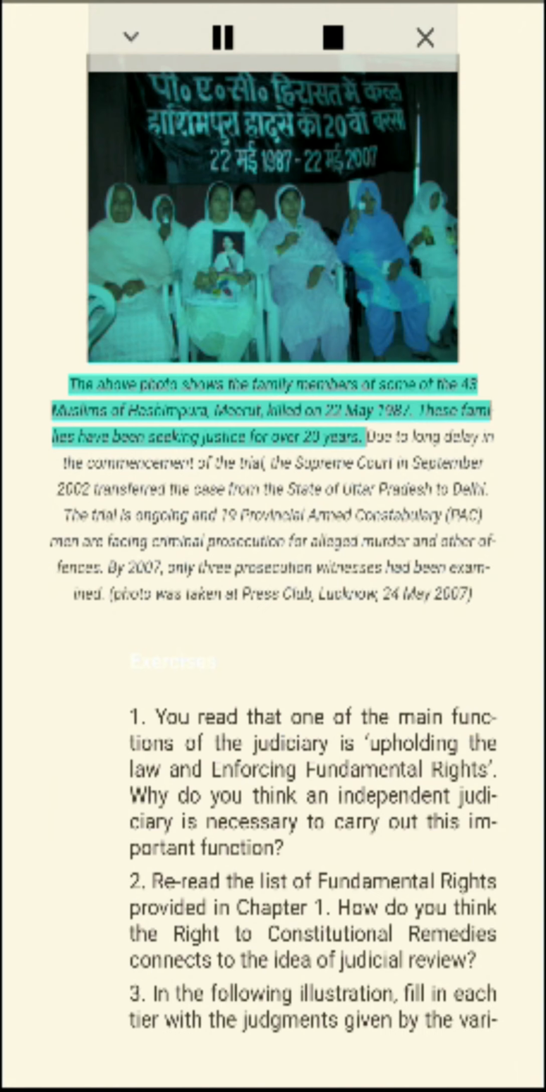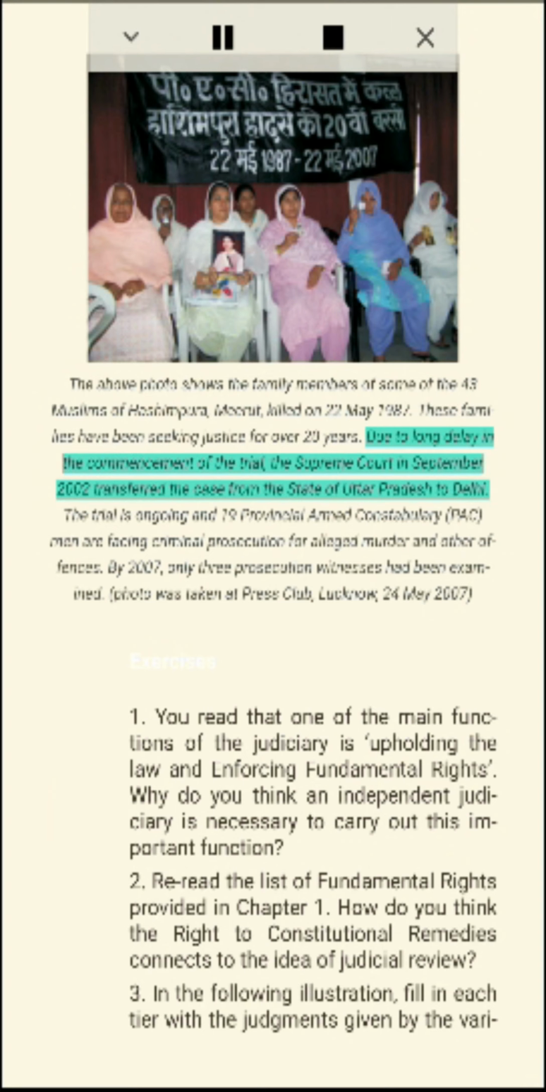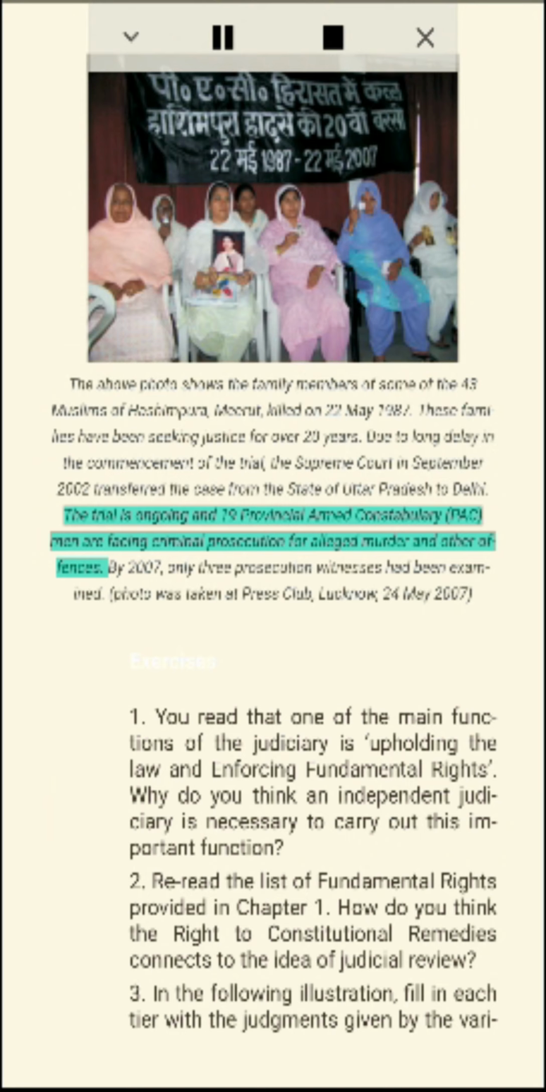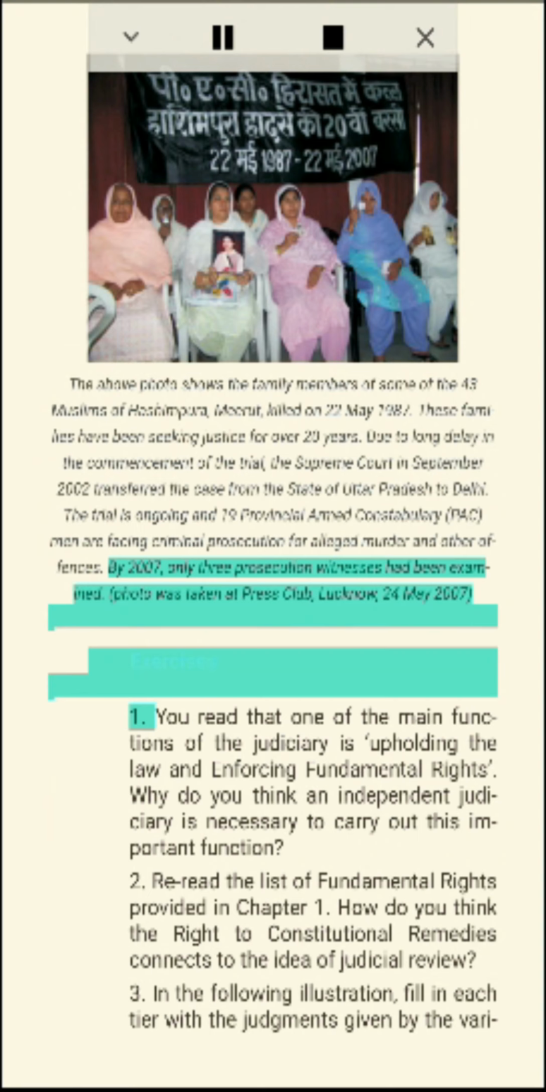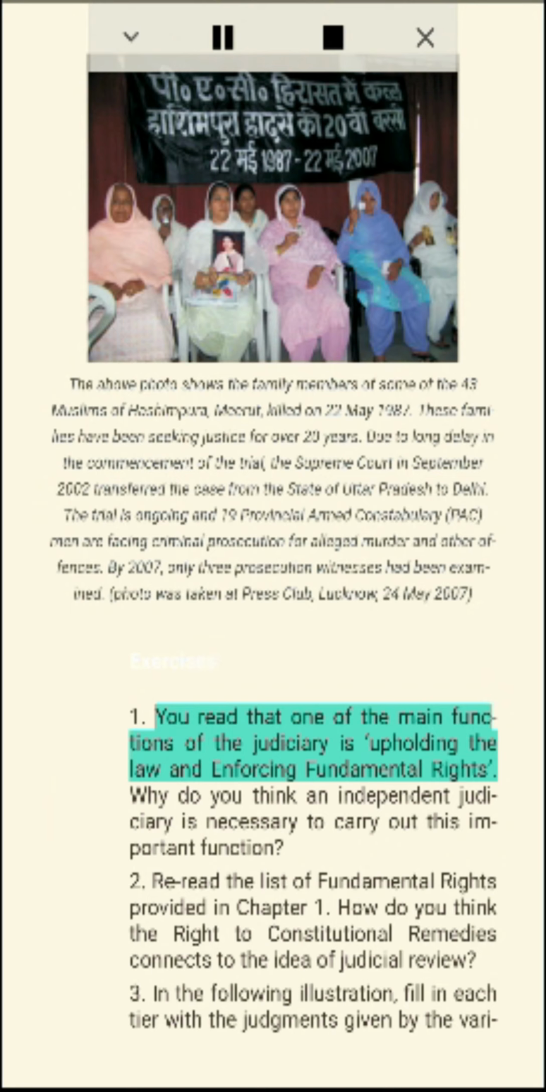The above photo shows the family members of some of the 43 Muslims of Hashimpura, Meerut, killed on the 22nd of May 1987. These families have been seeking justice for over 20 years. Due to long delay in the commencement of the trial, the Supreme Court in September 2002 transferred the case from the state of Uttar Pradesh to Delhi. The trial is ongoing. 19 Provincial Armed Constabulary men are facing criminal prosecution for alleged murder and other offenses. By 2007, only 3 prosecution witnesses had been examined. Photo was taken at Press Club, Lucknow, on the 24th of May 2007.